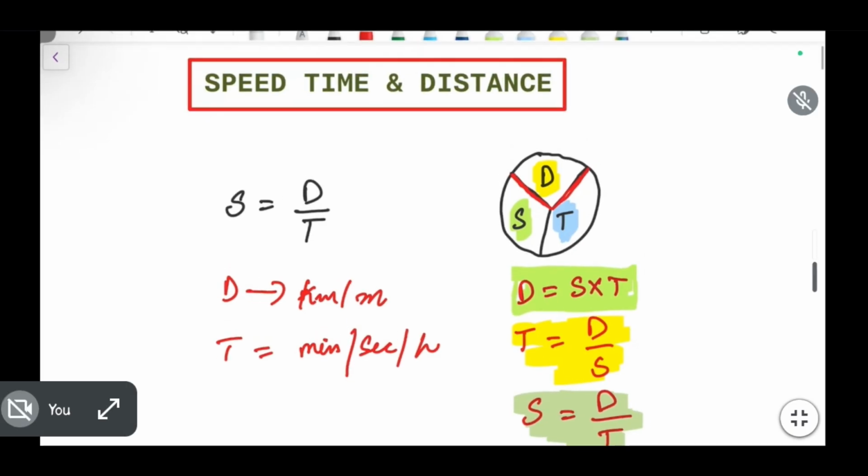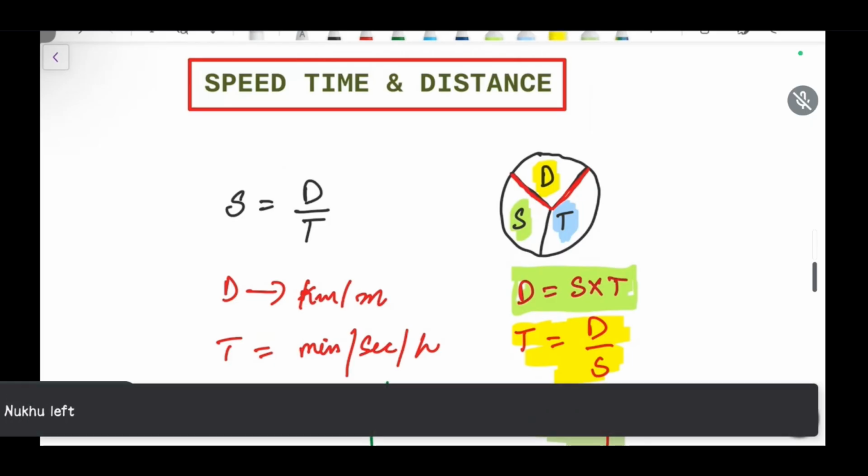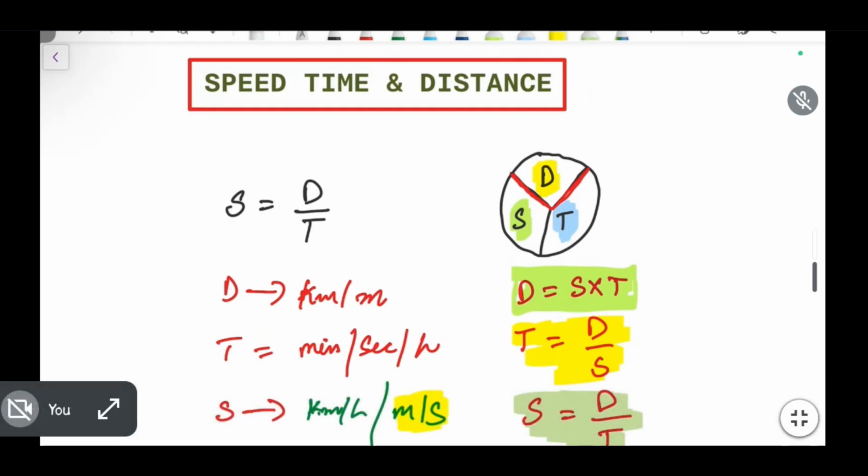Speed, most of the time, we have two terms. One is kilometer per hour, and the other one is meter per second. We don't use meter per minute. So distance will be given in terms of kilometer and meter, and time will be given in terms of minute, second, and hour. And speed will be given in terms of kilometer per hour or meter per second.